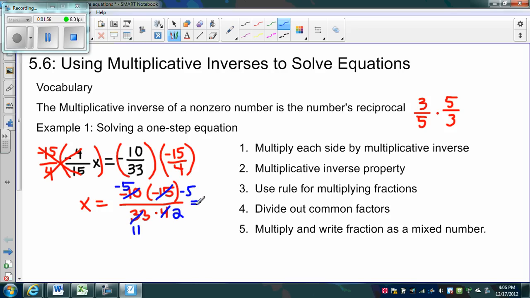So we're left with -5 times -5, which is 25, divided by 11 times 2, which is 22. And then we can go ahead and make this a mixed number, so 25 over 22. Well, we know it's 1, and then we have a remainder of 3 over 22. I'll give you another example of this later. I'll let you practice one on your own. But the main thing is now, we're still doing the same stuff we've learned before. We're just using it to solve for x.